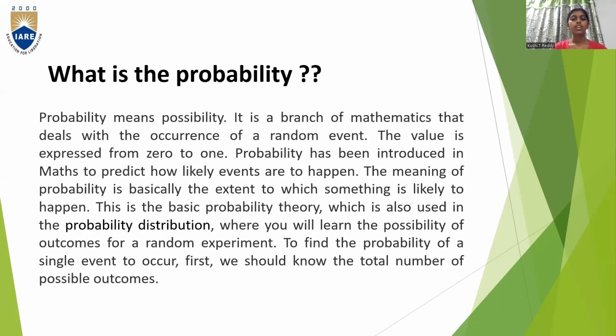To find the probability of a single event to occur, first we should know the total number of possible outcomes. So probability means possibility. To find probability, generally we need the total number of events and the number of possible events. Probability is expressed between 0 and 1, so it will not exceed 1 and it will not be below 0. It will be in the range of 0 to 1.